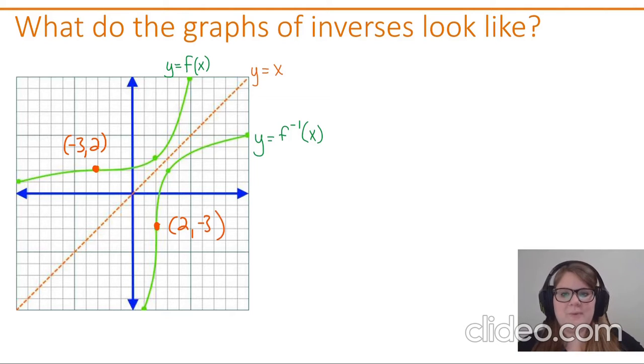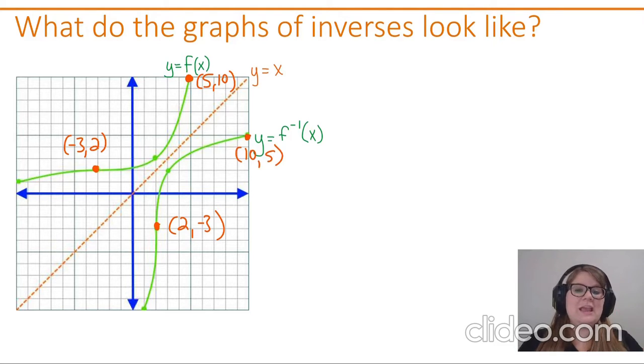Let's look at another example. How about this one here? This one up here is the point 5, 10. So on the inverse function, you're going to swap them and you're going to get 10, 5. Exactly. So you can see that the inverse function is literally flipped over the line y equals x from the original function and has swapped the x and the y.